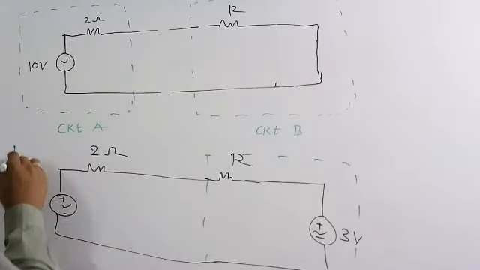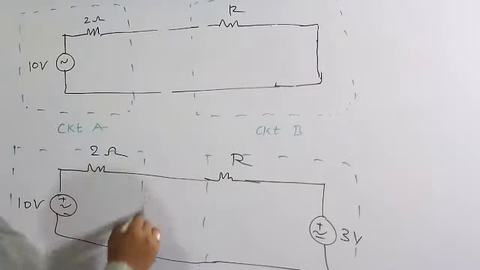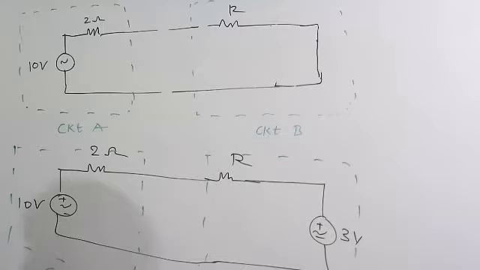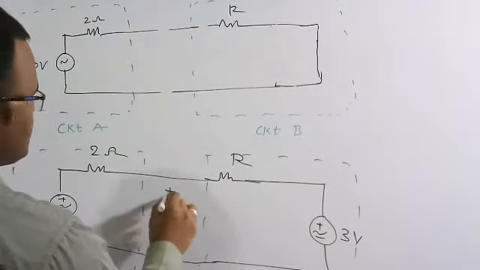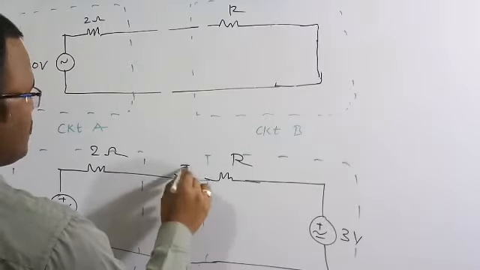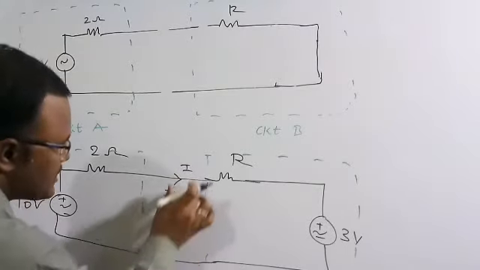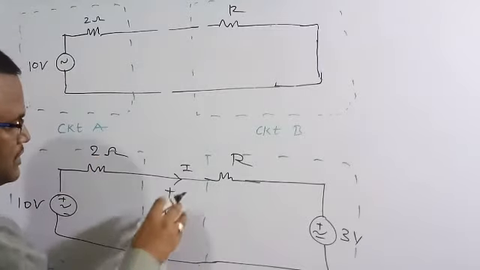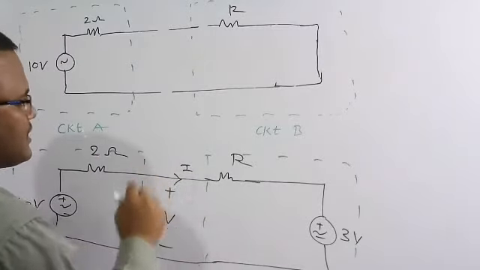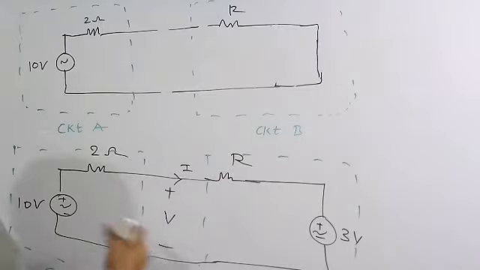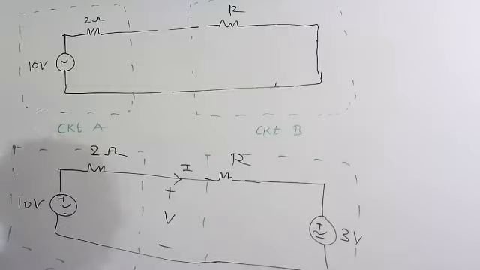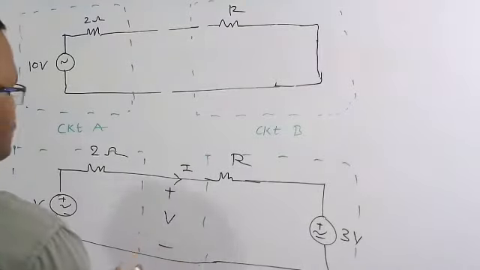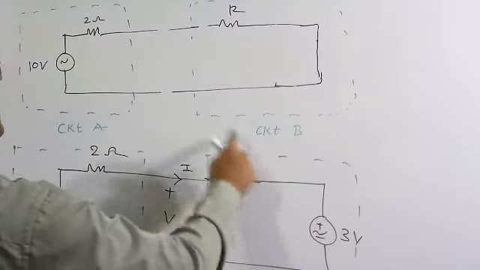Now I am going to find the maximum power which is transferred from circuit A to circuit B. I am going to assume this voltage as V and this current as I, because the power is transferred through these terminals by voltage and current. So the power is equal to voltage into current. I have to find the values of V and I in terms of R. If you differentiate the power with respect to the resistor, we will get the maximum power transferred from circuit A to circuit B at a particular value of R.